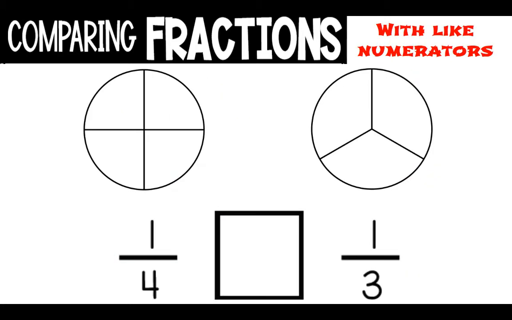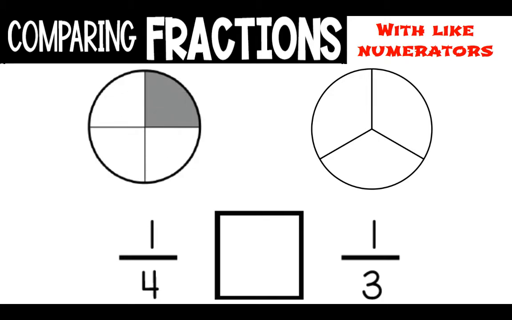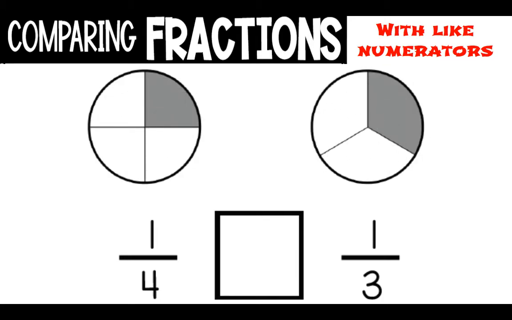What about when we have like numerators? So this time the top number is the same, guys. So 1 is on the top of both of these fractions. To the left we have 1/4, and to the right we have 1/3. Now when we're looking at these, do we think 1/4 is less than, greater than, or equal to 1/3? 1/4 is actually less than 1/3.